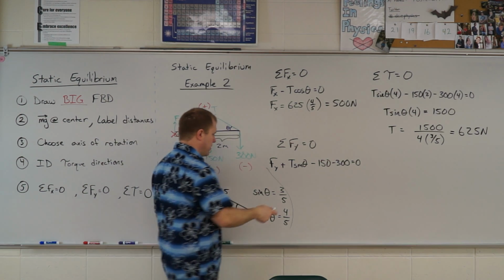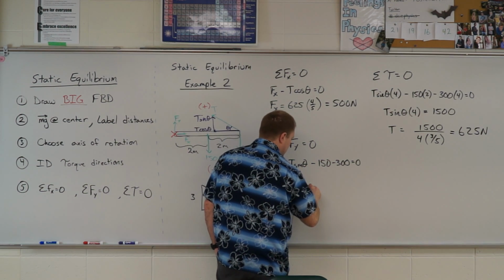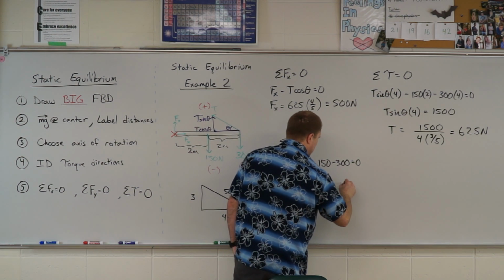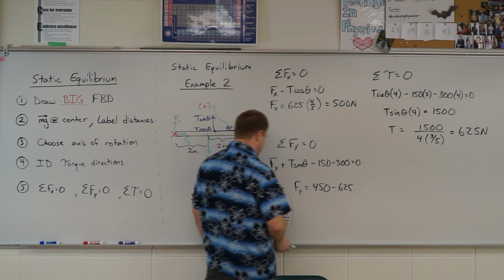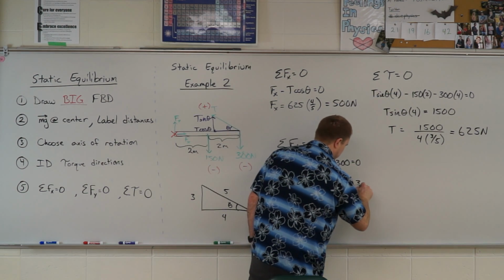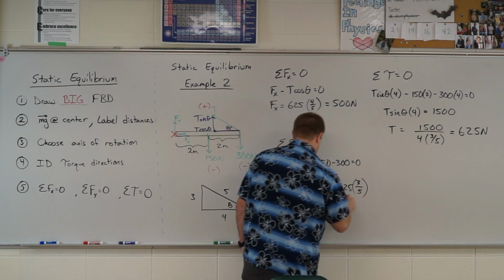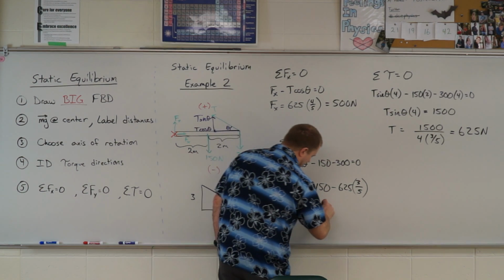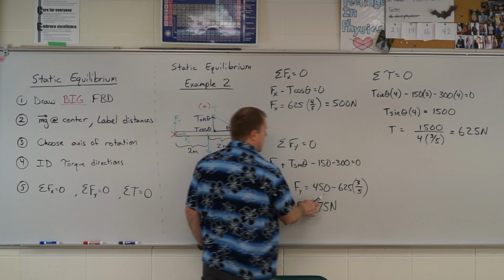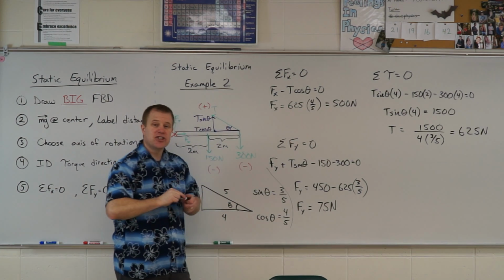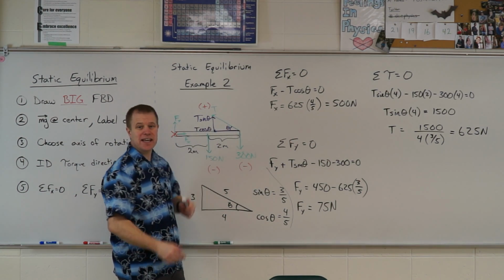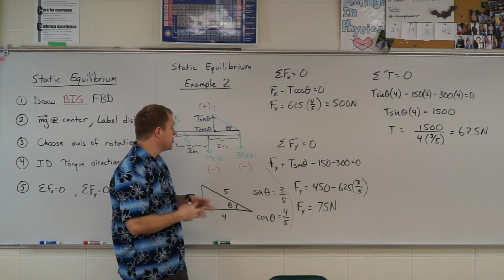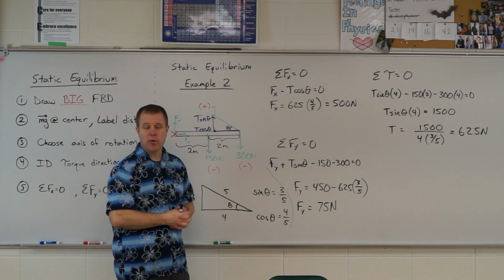Fy over here, so let's go ahead and do that one. So Fy is going to be 150 plus 300, which is 450, minus 625 times the sine, which was 3/5. Fy comes out to be 75 newtons. Now the fact that these both came out to positive numbers, that means I chose my directions properly in my free body diagram. All right, so there's our example for a situation where we got some angles and a few more torques involved.